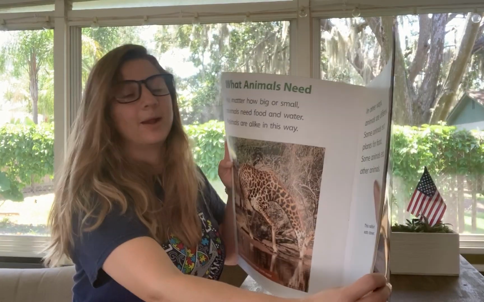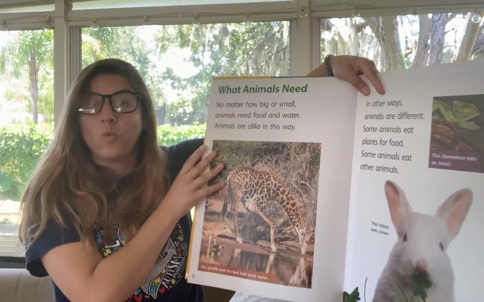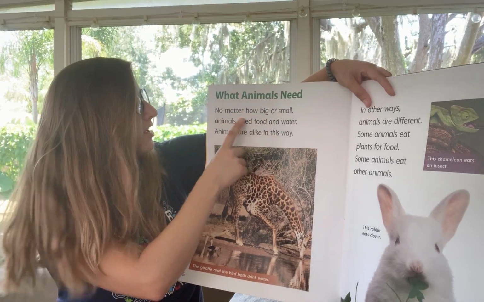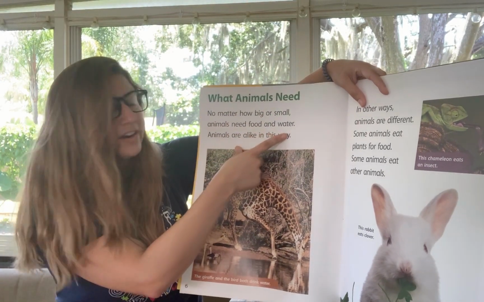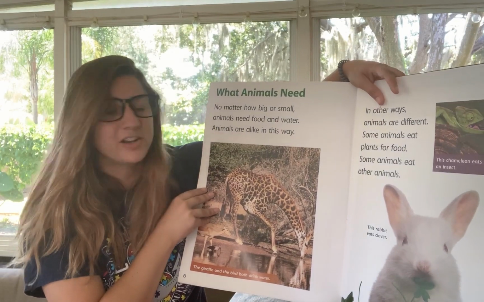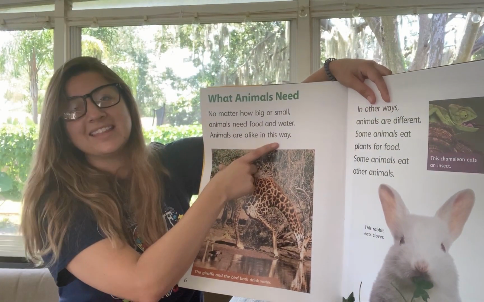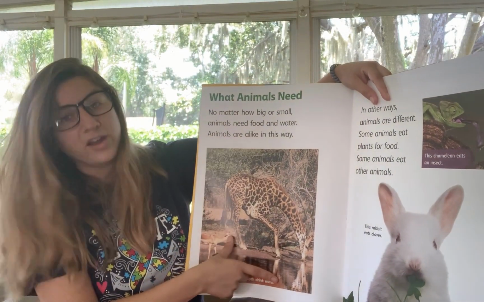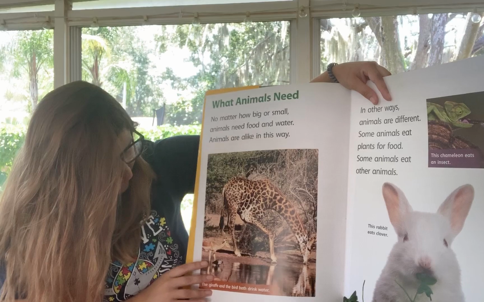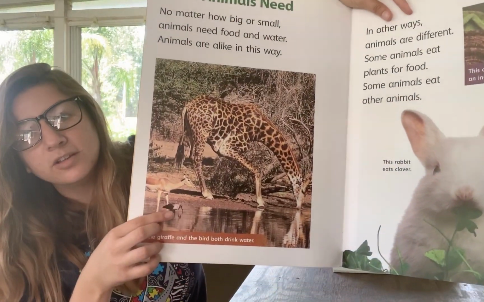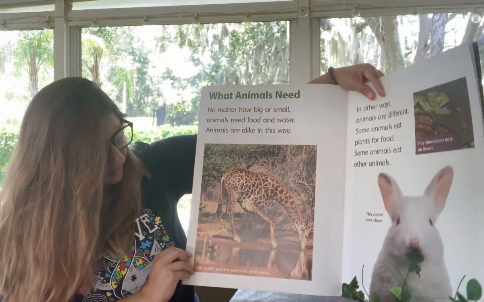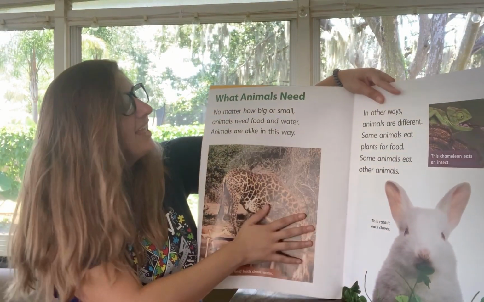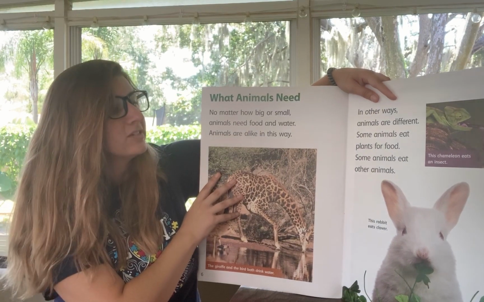All right, I'm gonna switch to the next page. Our next page that we're reading about is what animals need. No matter how big or small, animals need food and water. Just like you and me, we need food and water. Animals are alike in this way. So if you take a look at this picture here, we see a big giraffe drinking water from the watering hole. And then we also see this little tiny bird drinking water as well. So it says the giraffe and the bird both drink water. In other ways, animals are different.